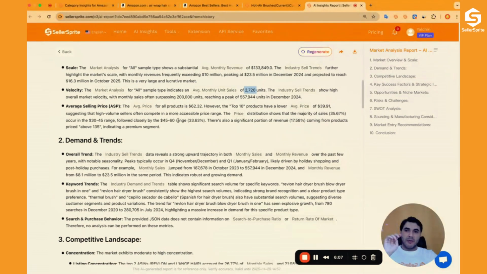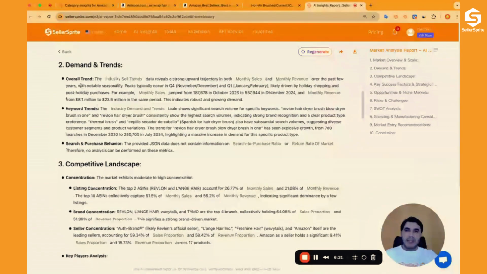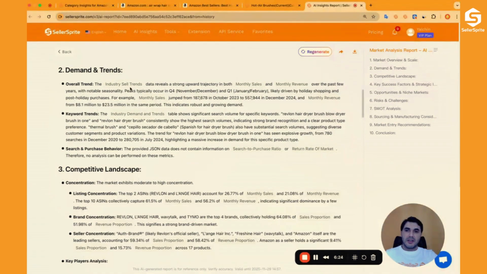This is the general market overview. In the overview, we analyze and understand what's happening inside the market in terms of revenue, sales, price, etc. Next one is demand and trends. Overall trend, industry sales trend.